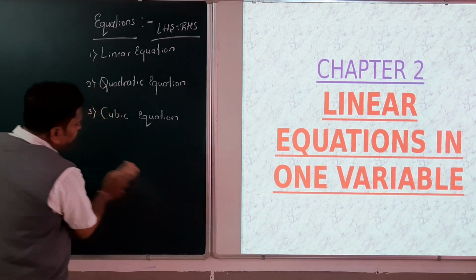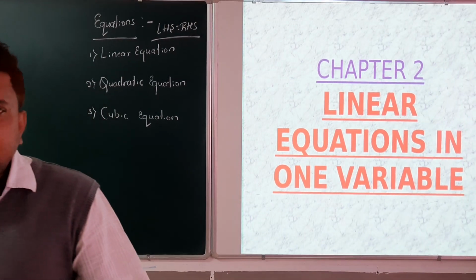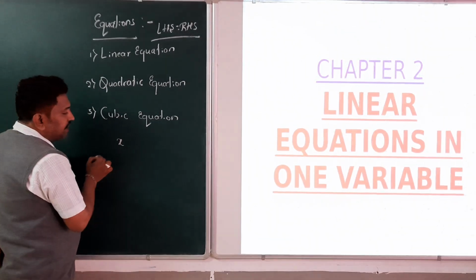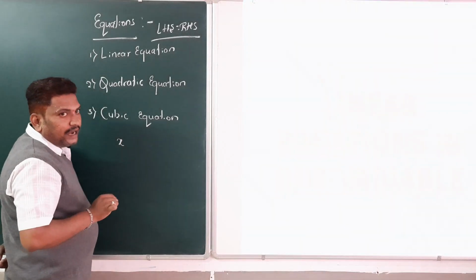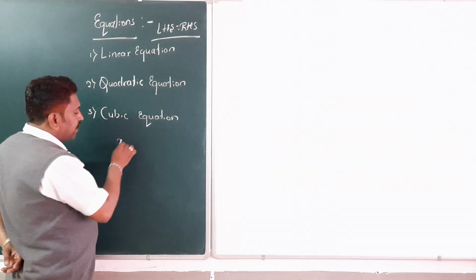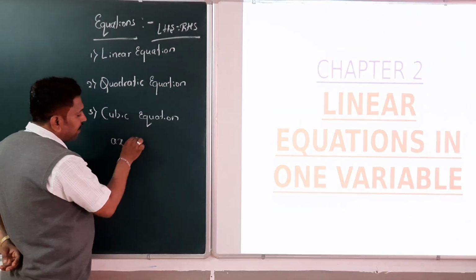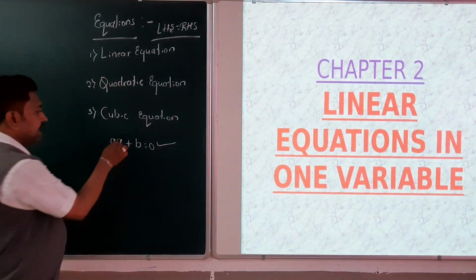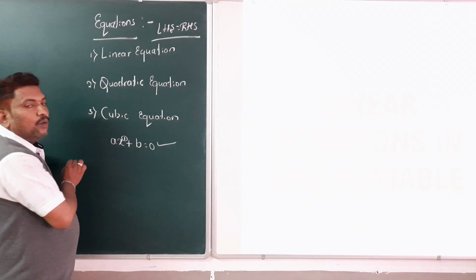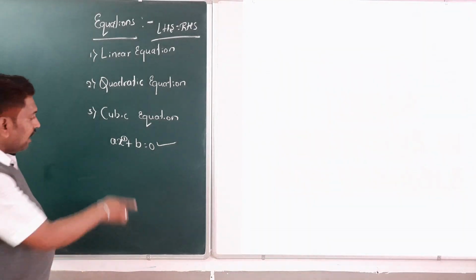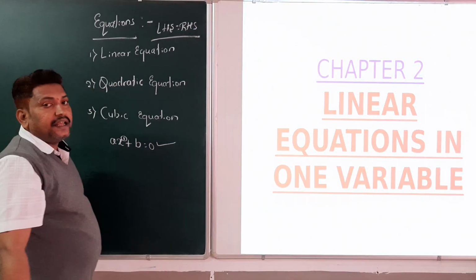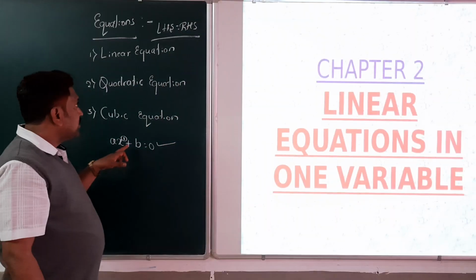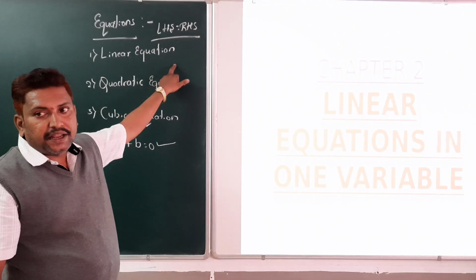What do you mean by linear equation? A linear equation is nothing but an equation having power 1, or the degree of the equation is 1. Such an equation is called a linear equation. See here, the power of the variable is only 1. That is the linear equation. The degree of the equation is 1.